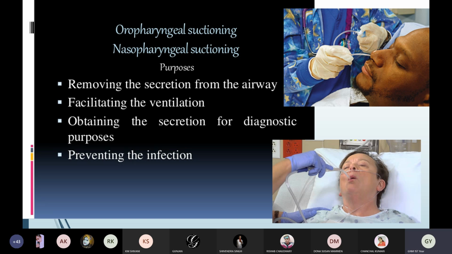And the second, the down picture here, she is using a suction catheter, this is a plain type. She is inserting it into the mouth of the patient. If there are any secretions inside our mouth, we can remove them so that air will go into the lungs and the airway will not be obstructed.